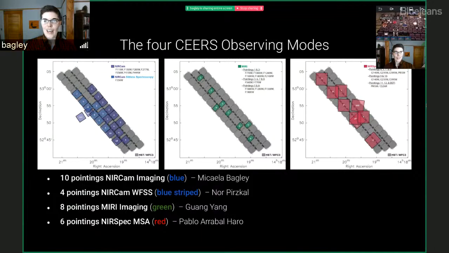pointings. And I just want to highlight the folks who are really working in the trenches trying to get these data products reduced. I'm working on NIRCam imaging. On the slitless spectroscopy, we have Nor Perskal. Guang Yang works on our MIRI data, and Pablo Arabajaro works on our NIRSpec.